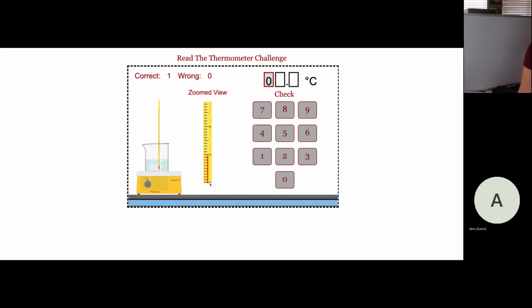Looking at this one, what would you guess the answer to be? Is that middle marking a 30 or a 20? I can't tell. It's a 30. Okay. And it's still graduated the same, so each of these little numbers is still 1. Okay. So maybe 29.8 degrees.